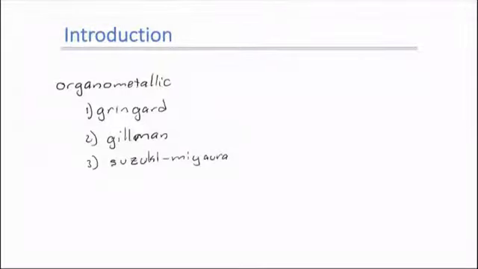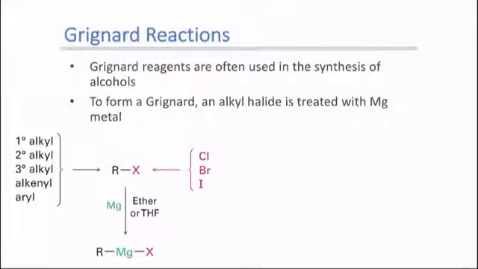Then we're also going to briefly look at oxidation and reduction reactions in the context of organic chemistry. So first, starting with our Grignard reaction. Grignard reactions are often used to synthesize alcohols. So they go from an alkyl halide to an alcohol.